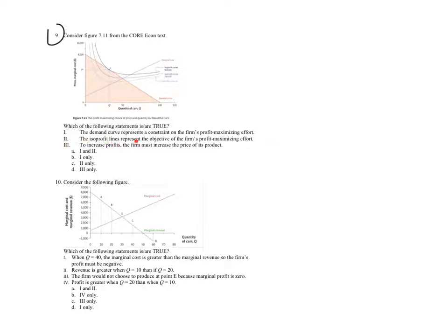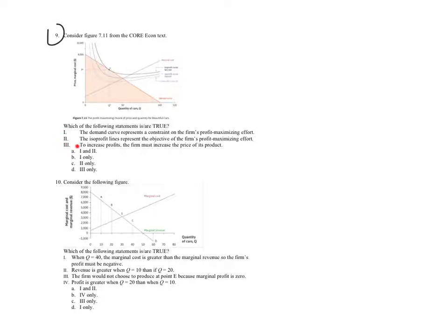2. The isoprofit lines represent the objective of the firm's profit maximizing effort. Exactly. The firm, constrained by the demand curve, wants to attain the highest profit that it can. Each of these lines represents an isoprofit curve. They initially fall, they intersect with the marginal cost, then they rise again. So 1 and 2 are certainly true.